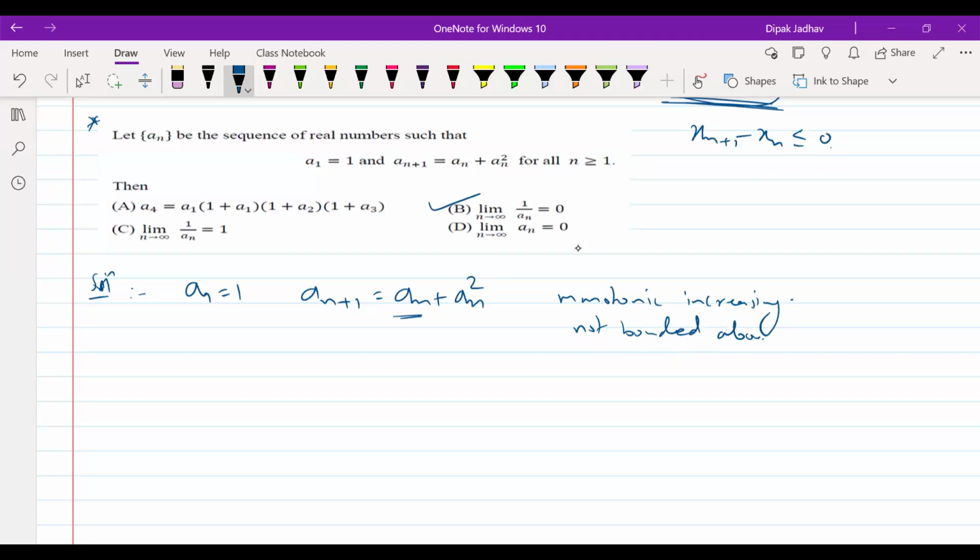And what about A? You can actually compute a4 by using this recursive definition of the sequence, and you can verify option A. So A is also correct.